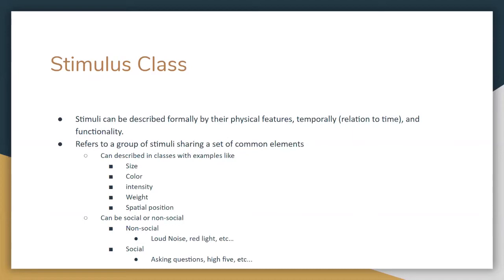And they could also be social or non-social. So non-social examples would be loud noises, red lights, things like that. And social examples could be if we're asking questions, giving somebody a high five. Those are all different stimuli that involve interacting with somebody.